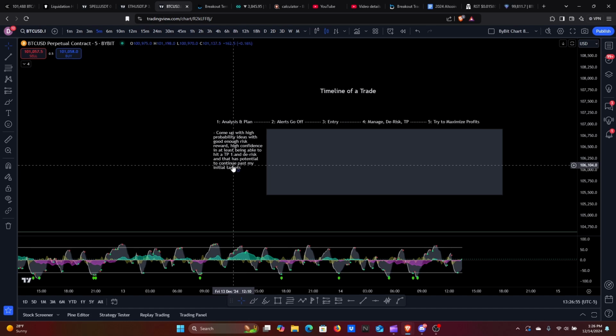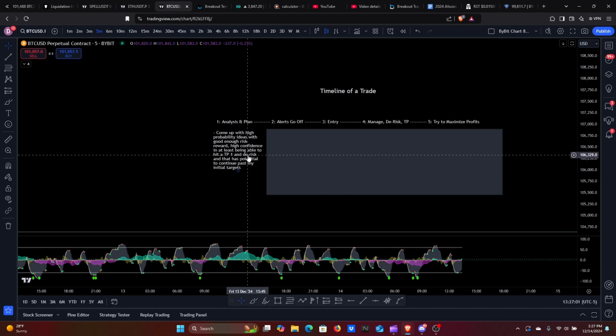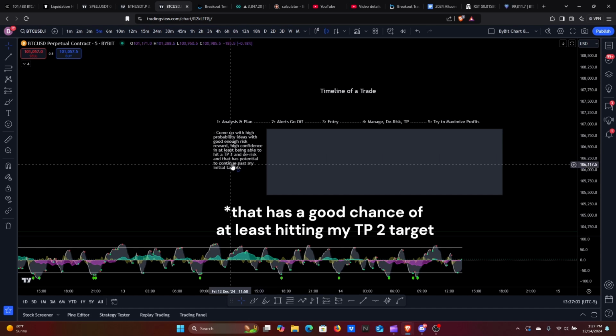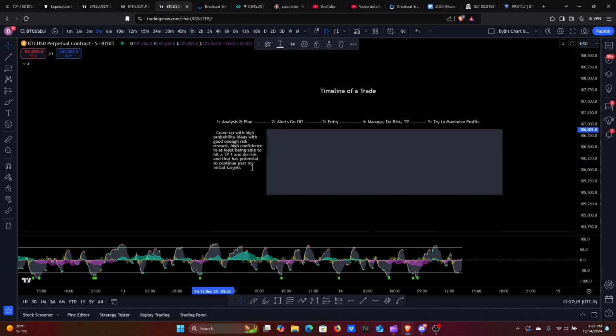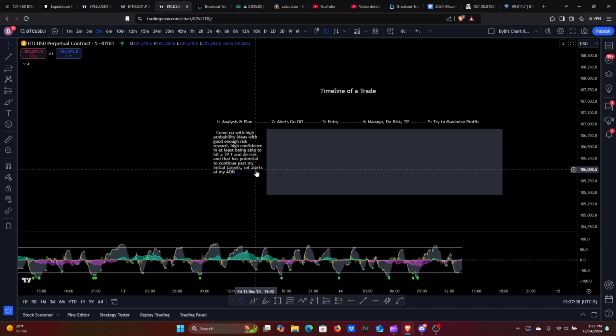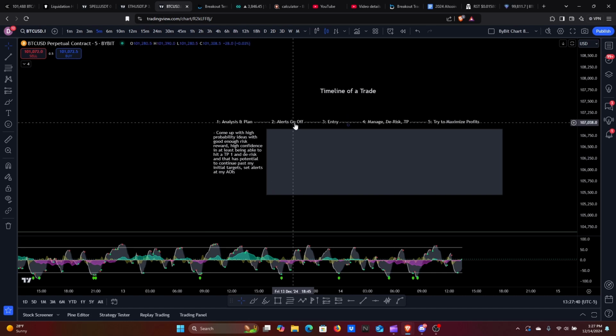For an ideal trade setup, I want to have all these things. I want to have good risk reward. I want to have confidence in being able to hit that TP1 and being able to move my stop loss at a reasonable time. And that I think also has potential to continue past my initial targets. And another thing I could type in here is I then set alerts at my areas of interest. And that leads us into our next step, which is alerts go off.